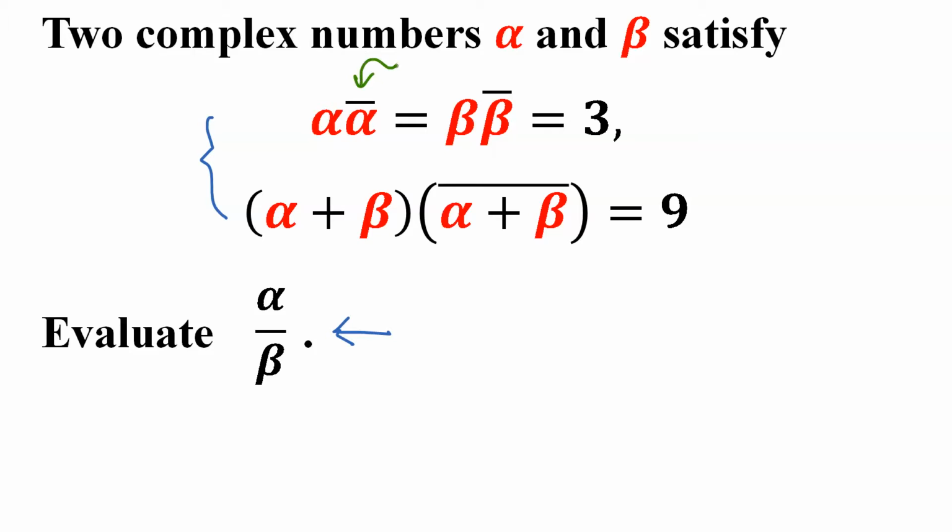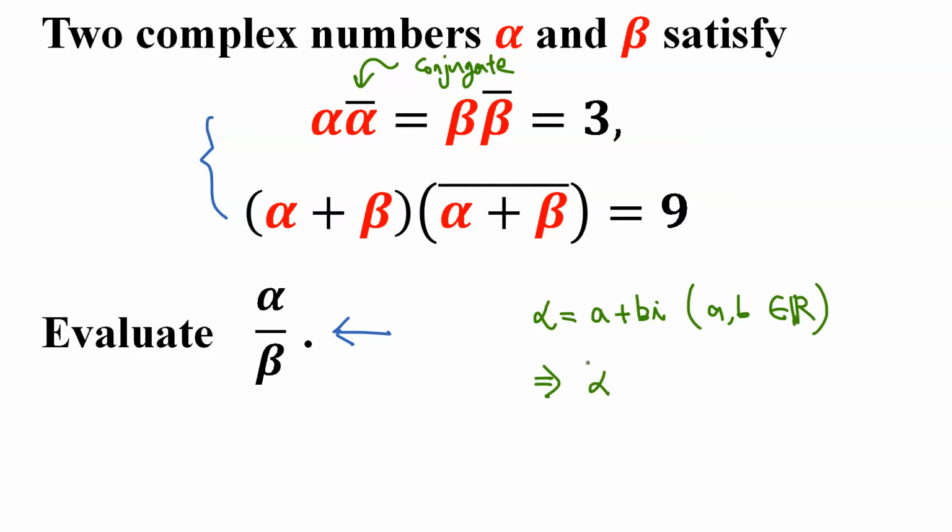Here the alpha bar refers to the conjugate of alpha, which means that if alpha equals a plus bi, where a and b are real numbers, then alpha bar is a minus bi. The sign of the imaginary part becomes opposite.